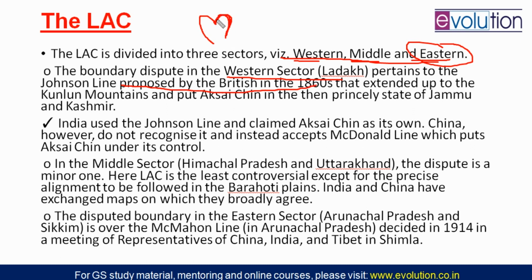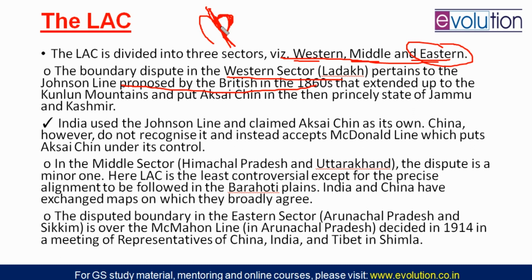China says that no, there is no Johnson line, we do not agree to that, our line falls here. And this line also was created by British only, but that meeting was not having India. China and some British officer agreed and they said that this line. So British only created the problem. First they said the Johnson line, then they said this line.